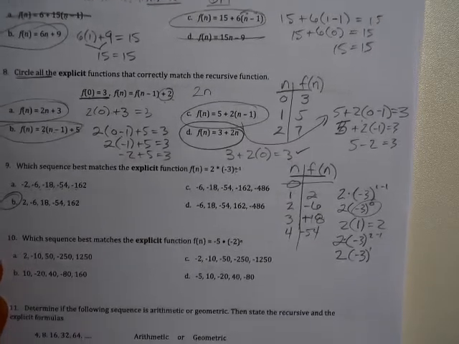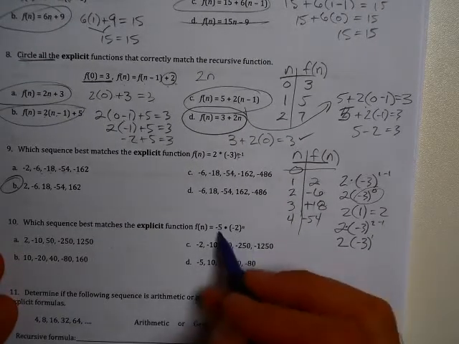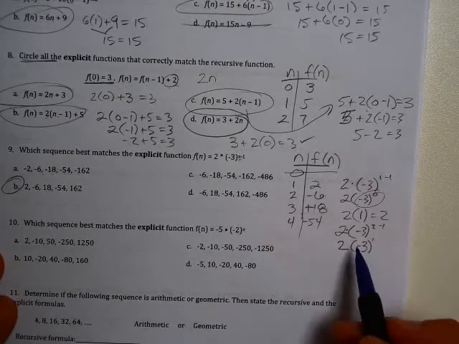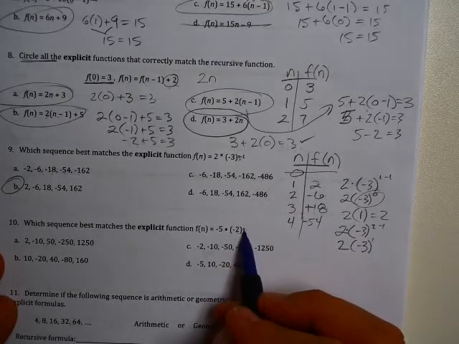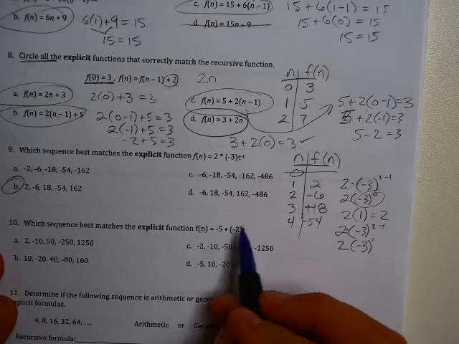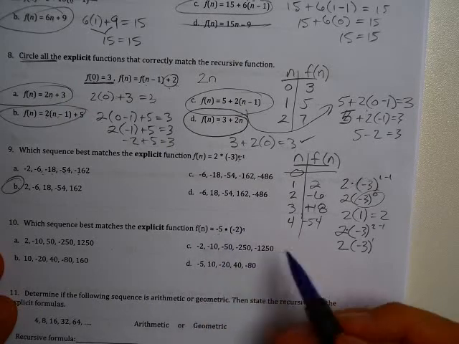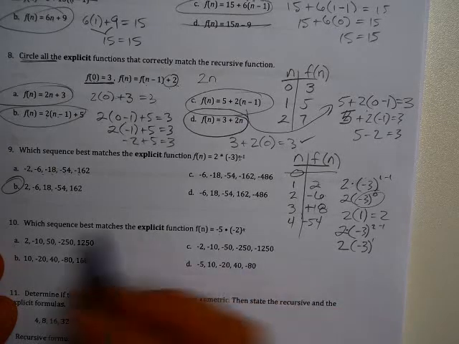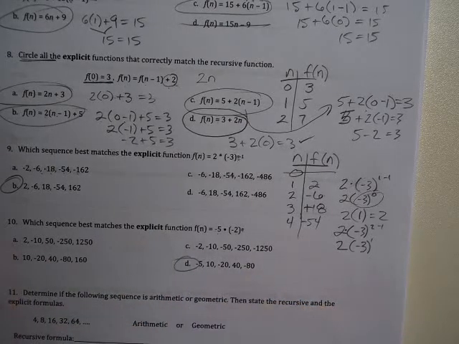Which sequence best matches the explicit function? Here again, I'm going to just plug in some values. I'm actually going to do this one in my head. Use this as an example. So if I plug in 0, negative 2 to the 0 power is 1, times negative 5 would be negative 5. Only one of these sequences starts with a negative 5. It's got to be D.